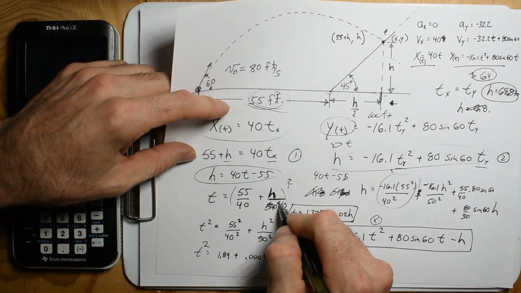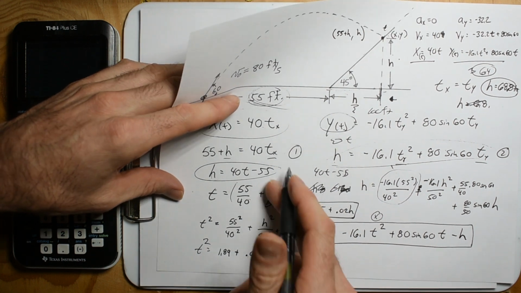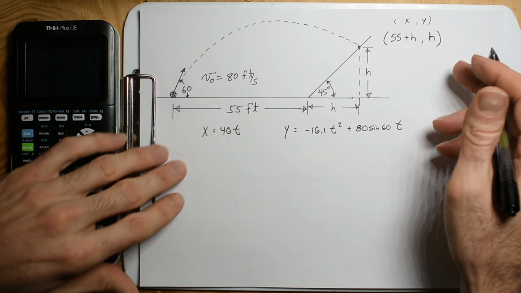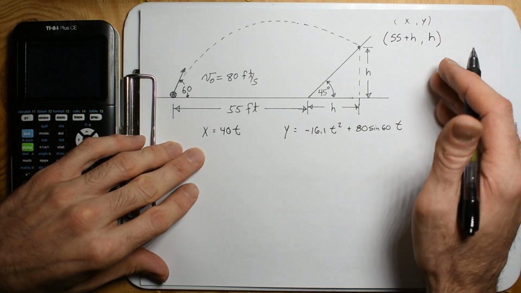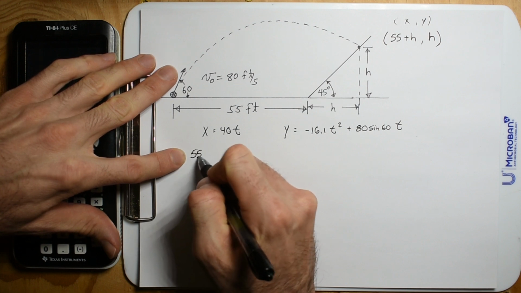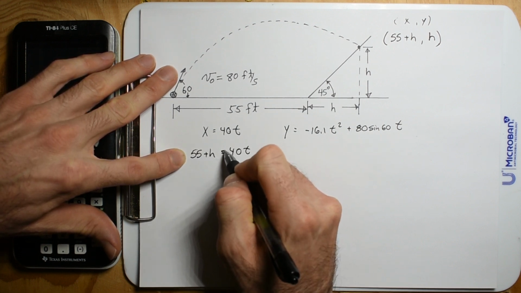I guess that's maybe the other reason why letters are good, because you're less likely to make errors like that. But okay. So we're going to throw this value in for x. 55 plus h is equal to 40t.